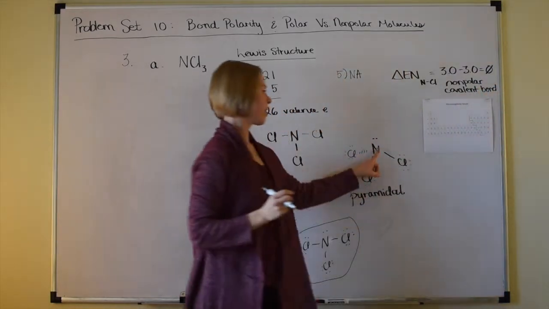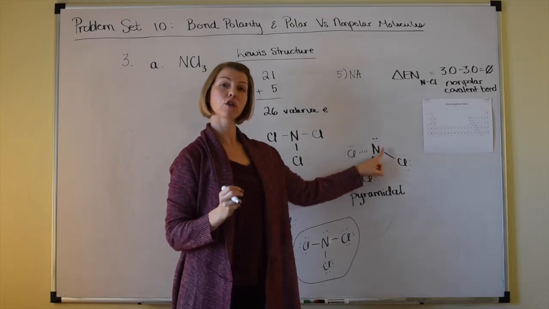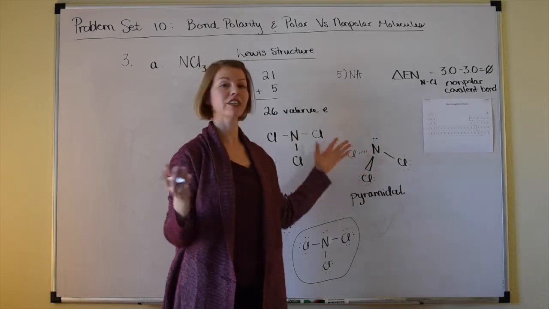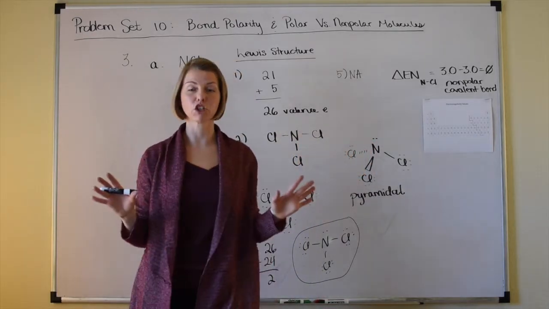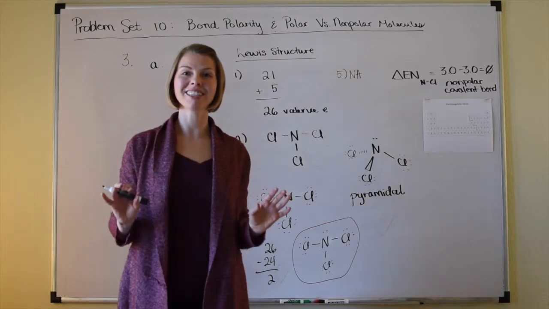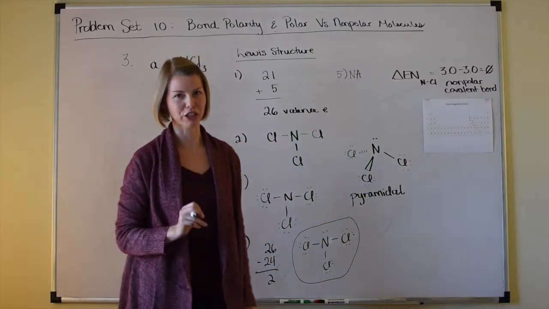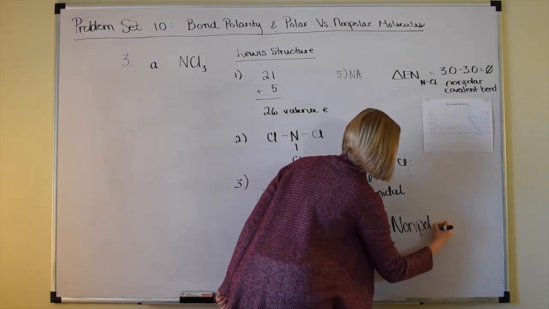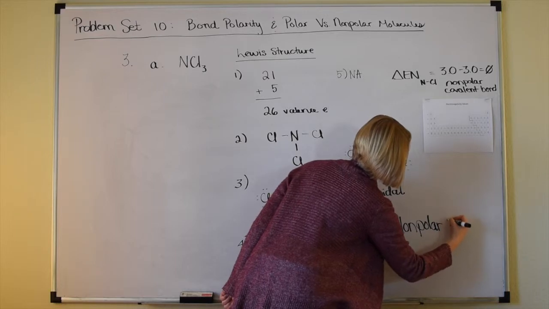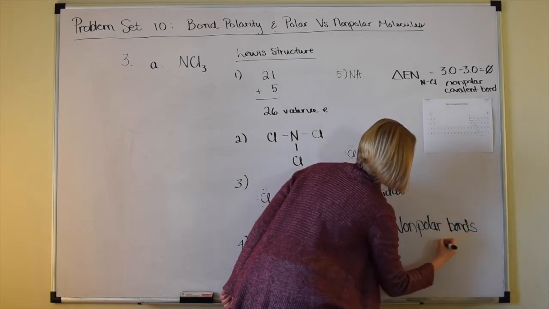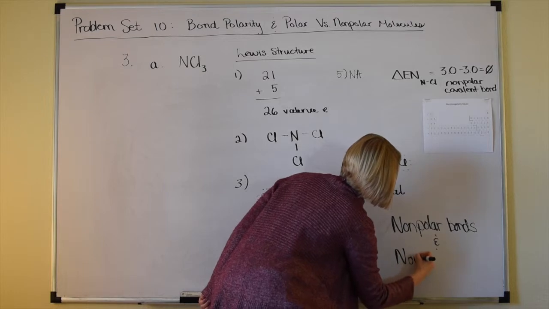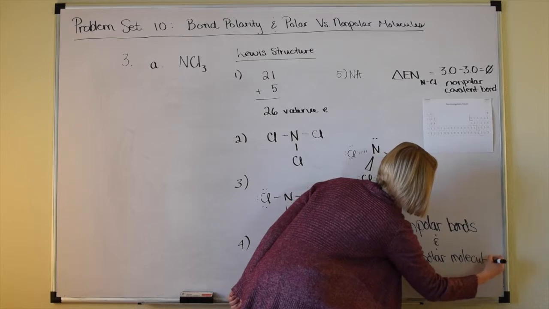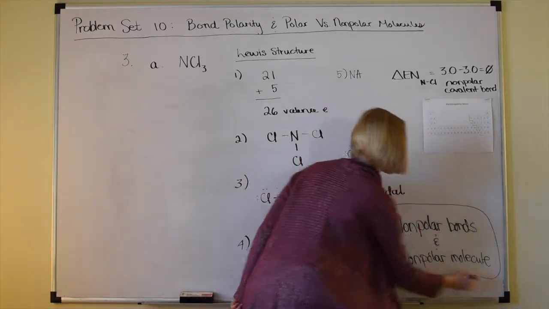So that means that the electrons between this nitrogen and chlorine are being shared evenly. The electrons here shared evenly, and here shared evenly. No partial positive, no partial negative charge buildup. All nonpolar bonds. It must be a nonpolar molecule. So I'm going to write here, nonpolar bonds and nonpolar molecule. Okay, there's our final answer.